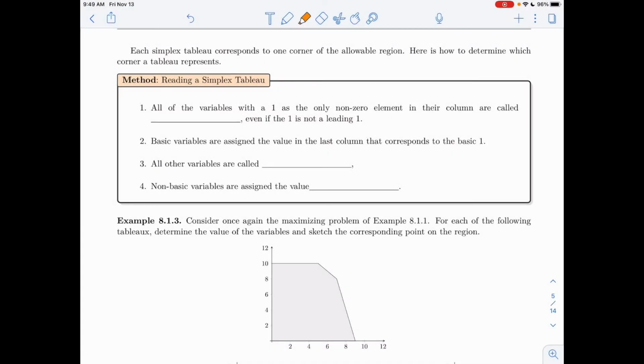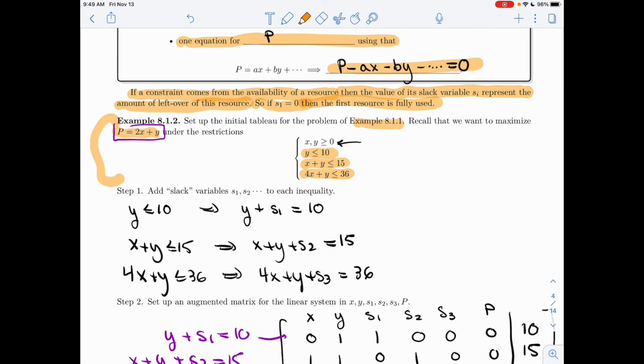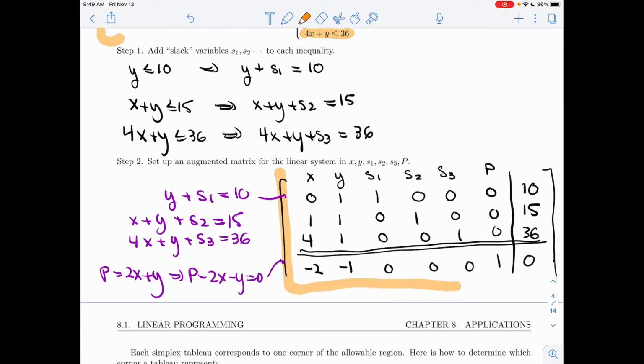In the last video, we saw how to go from having a linear programming problem, something like this, to setting up the first Tableau, turning it into an augmented matrix with one row per constraint plus an extra row down here for the function to maximize.